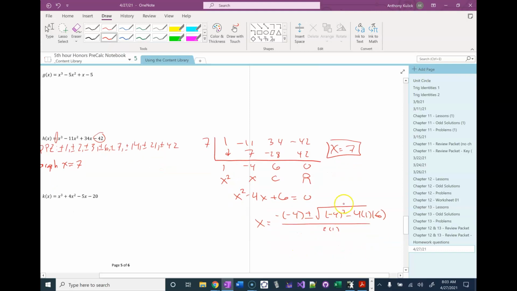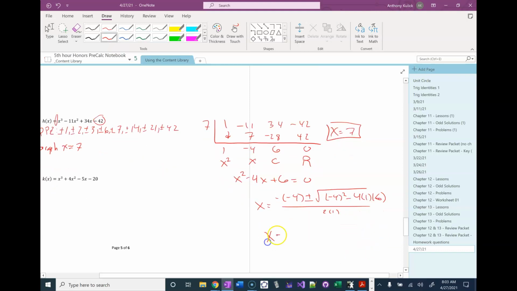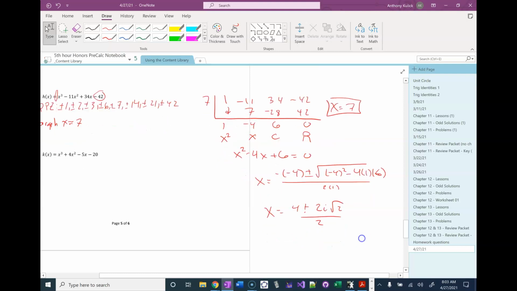So 16 minus 24 is negative 8. And the square root of negative 8 is going to be 2i root 2, all over 2. And then you can reduce to just get 2 plus or minus i root 2. So those are your 3 solutions then. Is that okay?